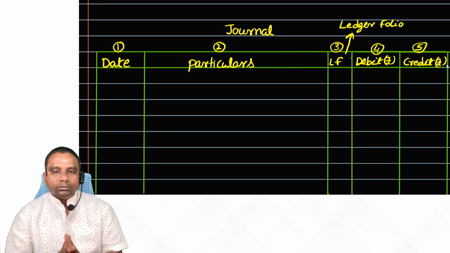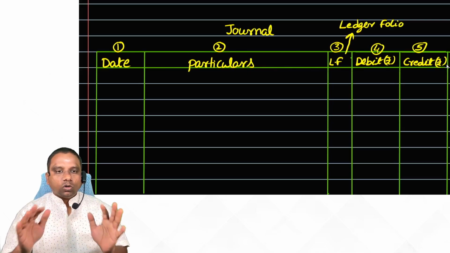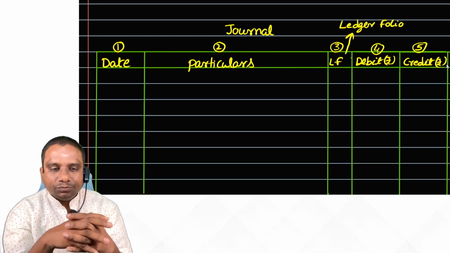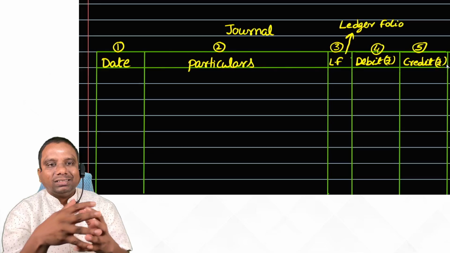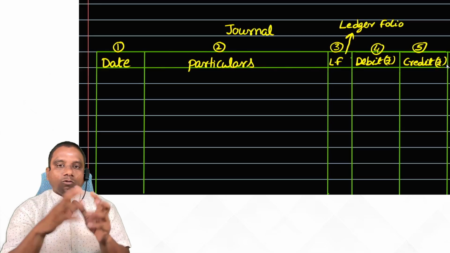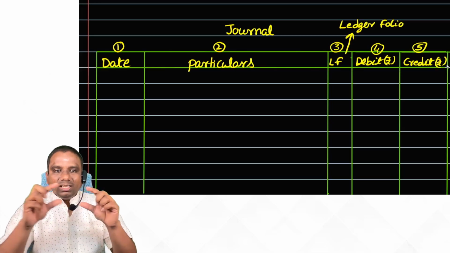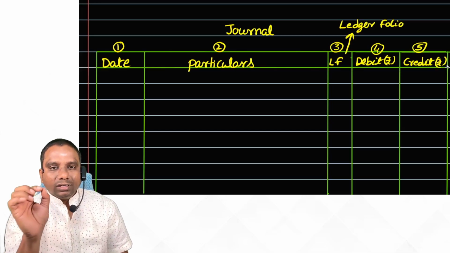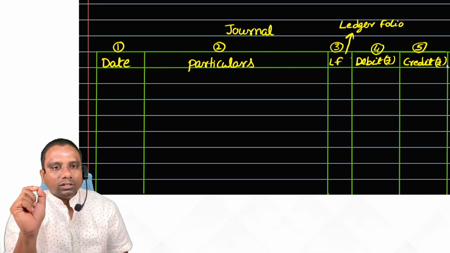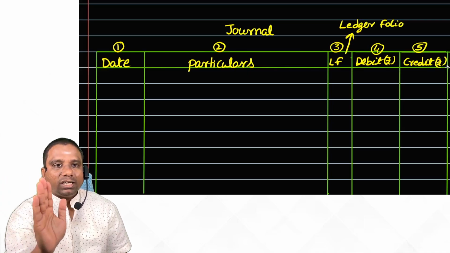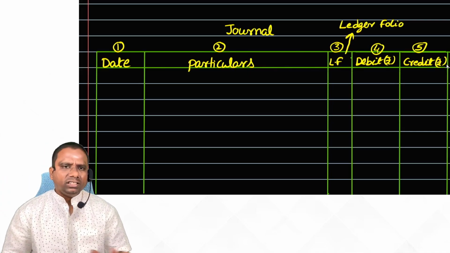Now you people just pause the video and try to draw the format. Tell me, journal is a book in which we record the transactions. Now, what is the journal format? 5 column format. First column, date column. Next, particulars column. Next one, ledger folio column. Regarding this ledger folio, I will discuss later. Next one, debit amount column, credit amount column. Is it clear, students? Right.